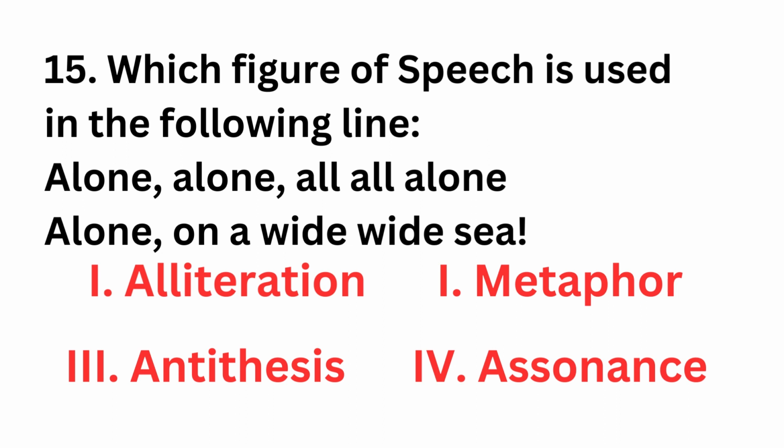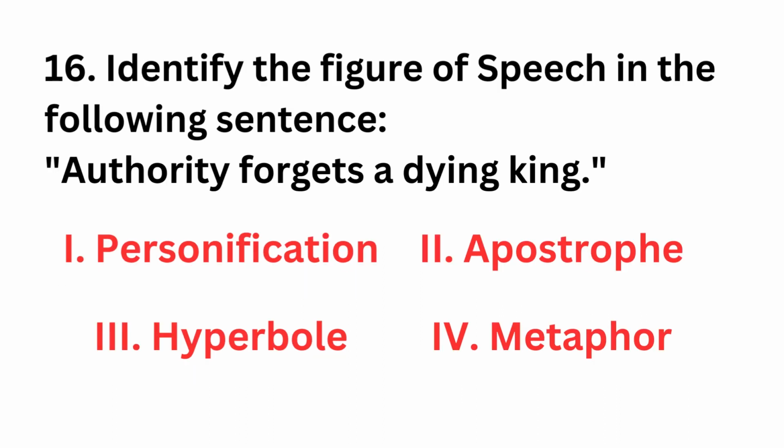Next one, which figure of speech is used in the following line? Alone, alone, all alone. Alone on a wide, wide sea. Right? So we can see here alone, alone, all alone. Repetition of sound. So the used figure of speech is alliteration. Next one, identify the figure of speech in the following sentence. Authority forgets the dying king. So here inanimate objects and ideas are shown as if they are having life, right? So the used figure of speech is personification.